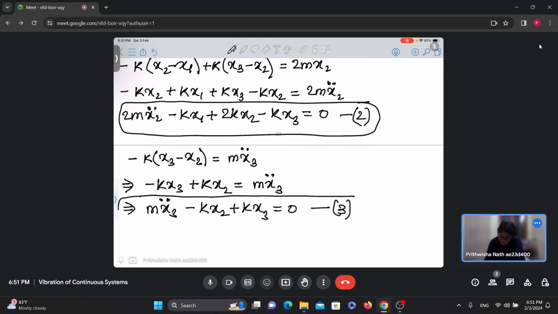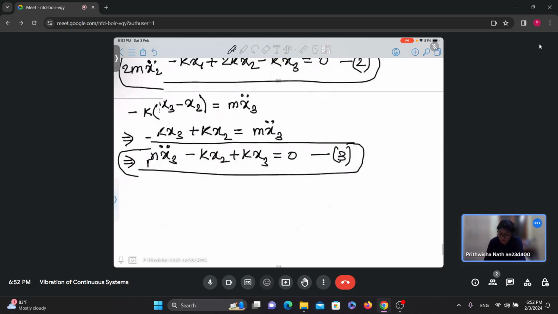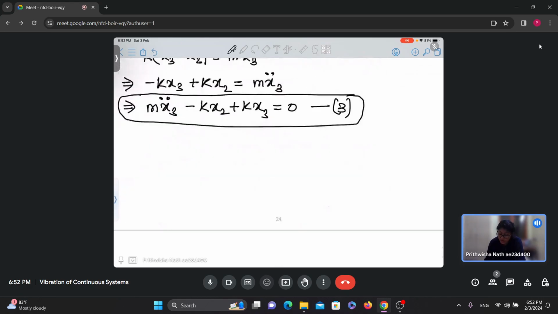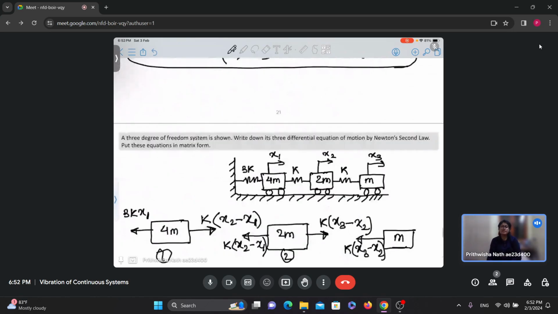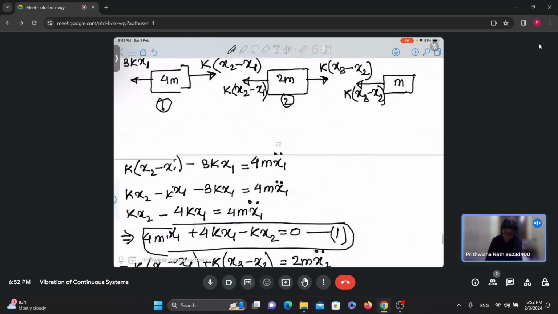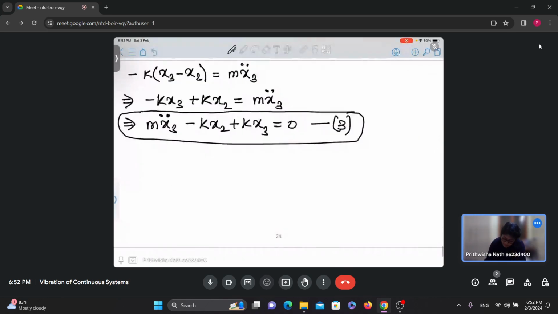So this is the third equation. Now what does the question say? We have to write down the differential equation and put this equation in form of a matrix. So how do we do that? First I am writing down the three equations. So what were my three equations?